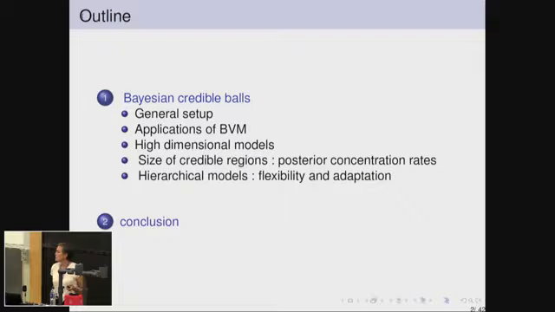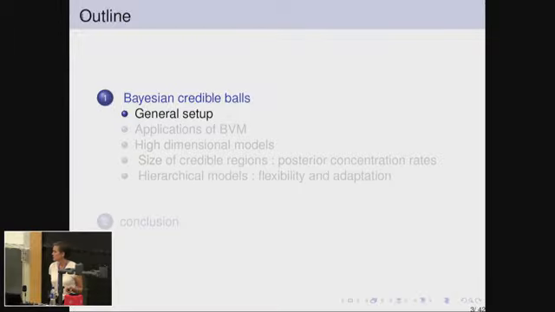So first I'll describe the setup: Bayesian credible regions, what we do with them, and the kind of questions we've been wondering about in high dimensions. There are a number of things that happen in high dimensions, and it's much more subtle than you might think. And that points towards being cautious about the kind of model that you use. That's my take on it.